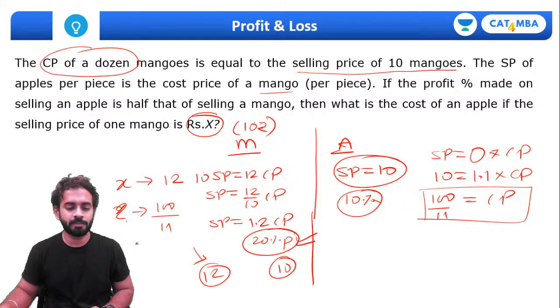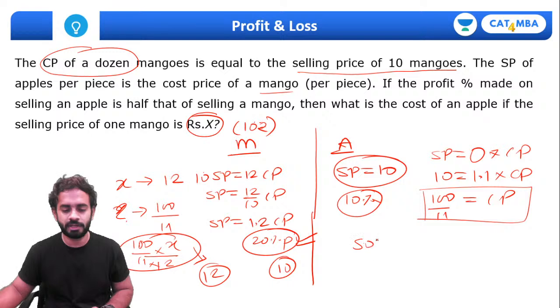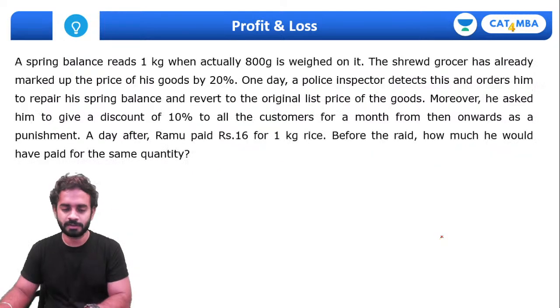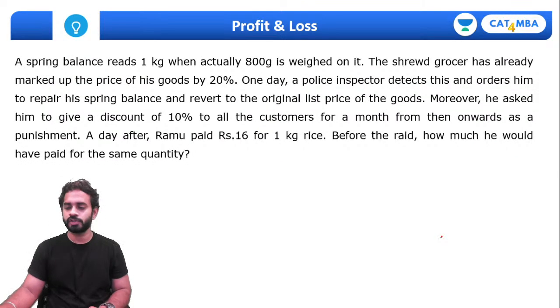So just cross multiply. So 100 upon 11 multiplied by x divided by 12. If you simplify this, you will get 50x upon, let's say, 11 into 6. You can again simplify this, divided by 2. So 25x upon 33. This will be the simple answer. Let's move to the next question.